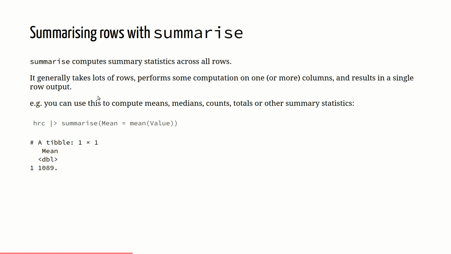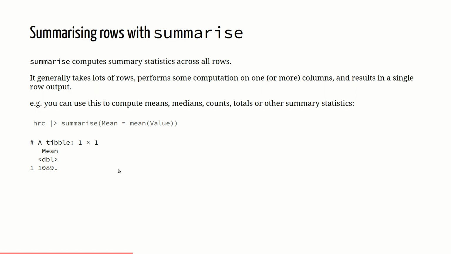When we do modeling, you could use this to do modeling. For example, you could fit a linear regression line and put that in your data frame as well if you want to. So this command here, again, it's using the pipe, so it's quite readable. Take the HRC data and summarize it, computing the mean. We're going to create a new column called mean, and that's going to be equal to the mean function computed on the value column. So you can see here we've computed the mean.